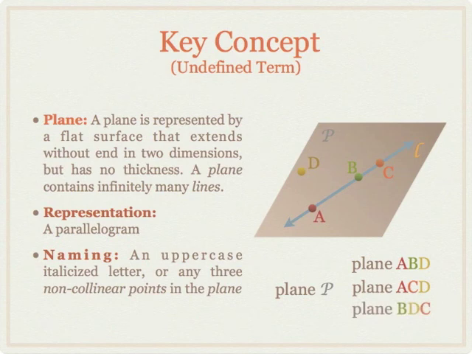Once again, the order doesn't matter. The thing that matters with the points is that there's 3 of them that are non-collinear. We cannot name this plane ABC because those are collinear points.